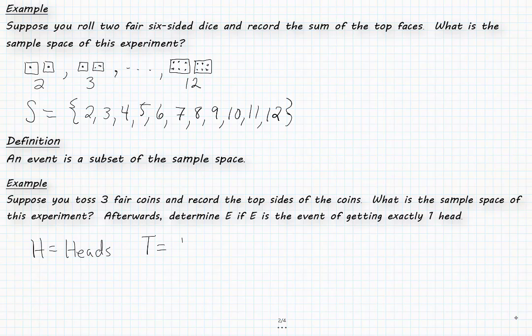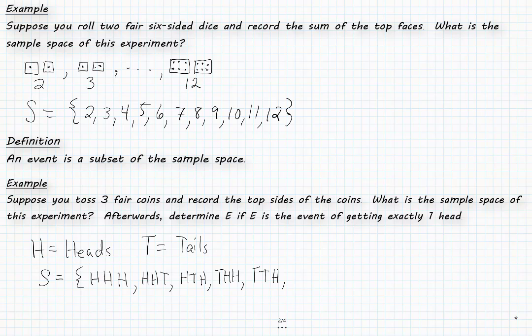And we're going to use some shorthand. H will denote heads and T will denote tails. And so for our sample space, we could have heads, heads, heads. And now we can move along a tail. So we could do heads, heads, tails, and then heads, tails, heads, and tails, heads, heads. So notice we're just moving that tails along the different positions there.